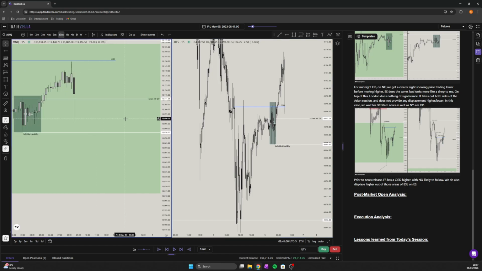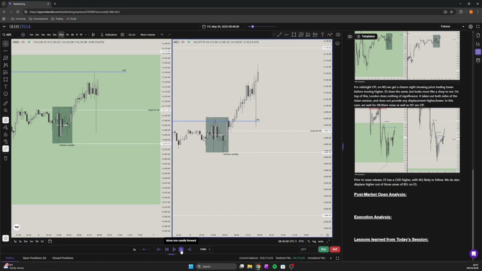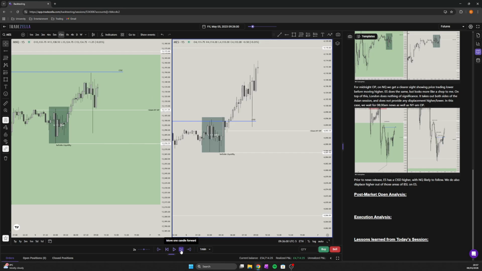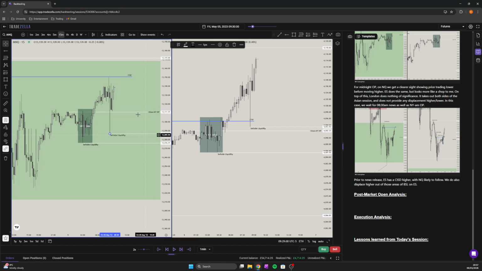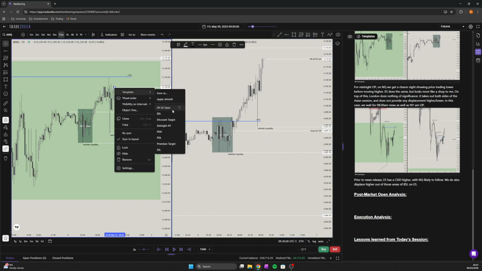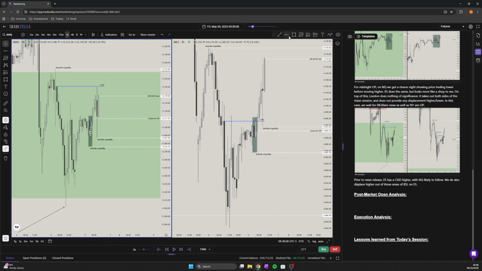Cool. We just look like we're pushing higher. Let's mark out this data low because that's quite important. It's within the change of state delivery. Let's just mark this as New York Open. Oh, nice. Look at that, perfect respect. I actually really like that.